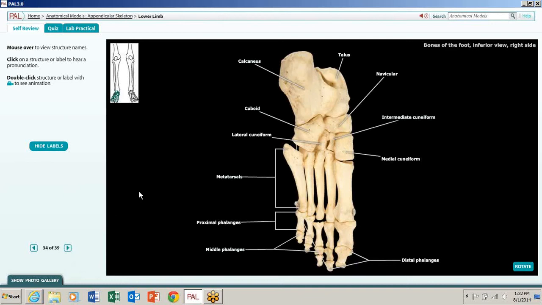This is the bones of the foot, inferior view, from the right side. So we can see the calcaneus, the talus, the other tarsal bones, the metatarsals, the proximal phalanges, the middle phalanges, and the distal phalanges. And again, the great toe only has 2.